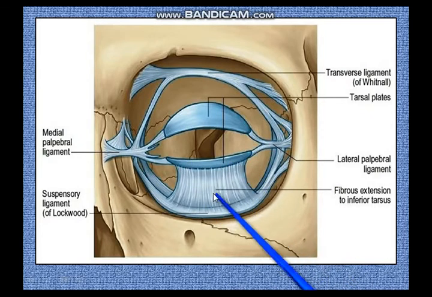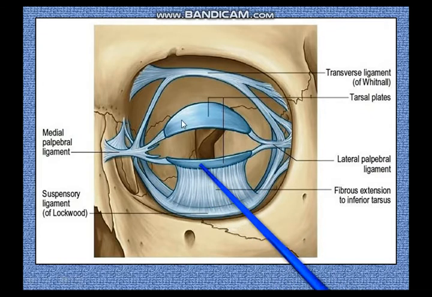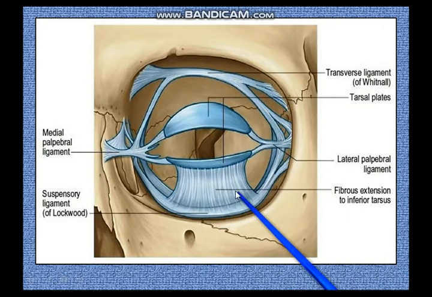So what happens is, when the inferior rectus and inferior oblique contract, they are going to drag the tarsus down as well, because although you have a levator palpebrae superioris, you don't have a depressor palpebrae inferioris.